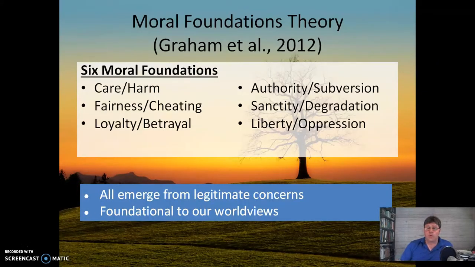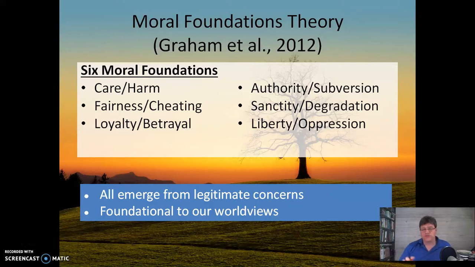We're going to talk about moral foundations theory. Now, for those of you who are not familiar with this, it's a discussion about what the fundamental building blocks of morality are. And we refer to these building blocks or these perspectives as the moral foundations. And there are 6 of them: care and harm, fairness and cheating, loyalty and betrayal, authority and subversion, sanctity and degradation, and liberty and oppression.